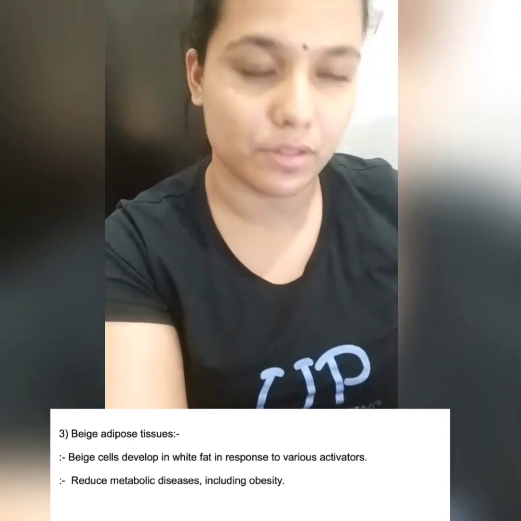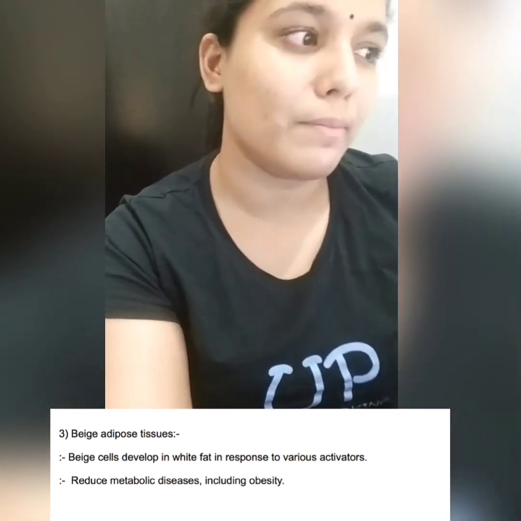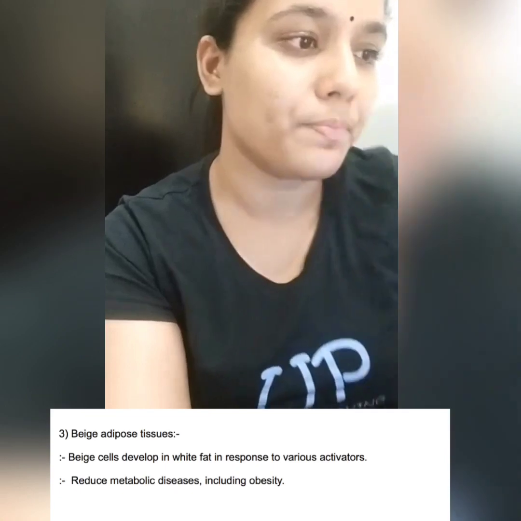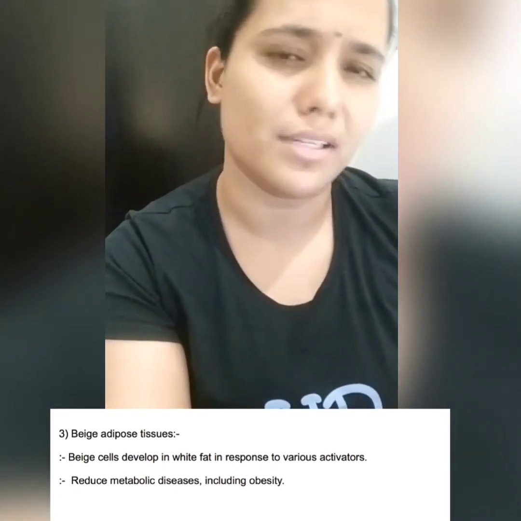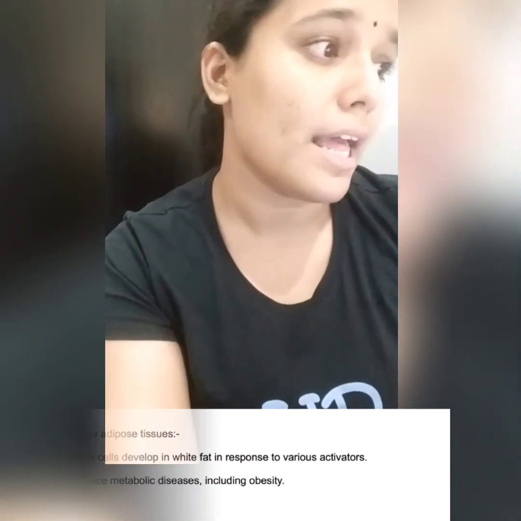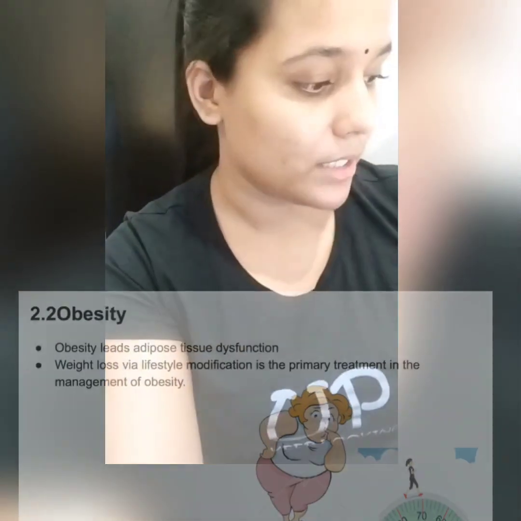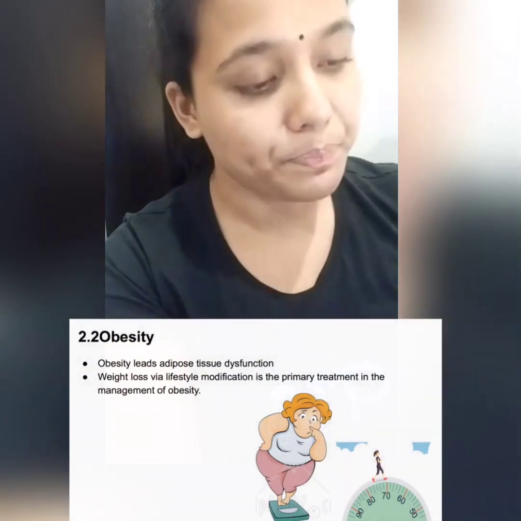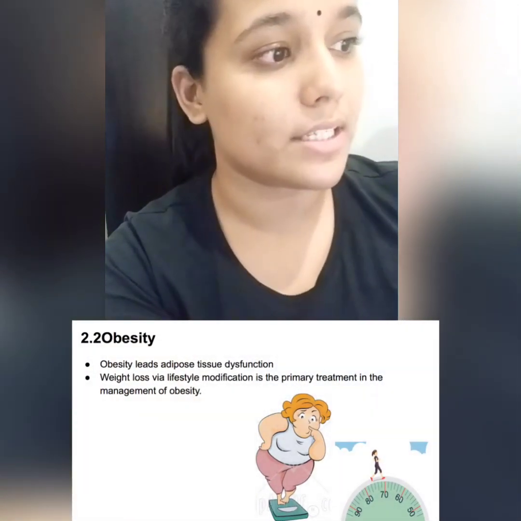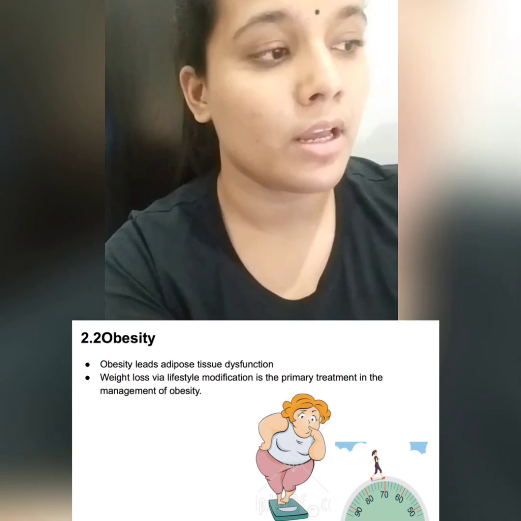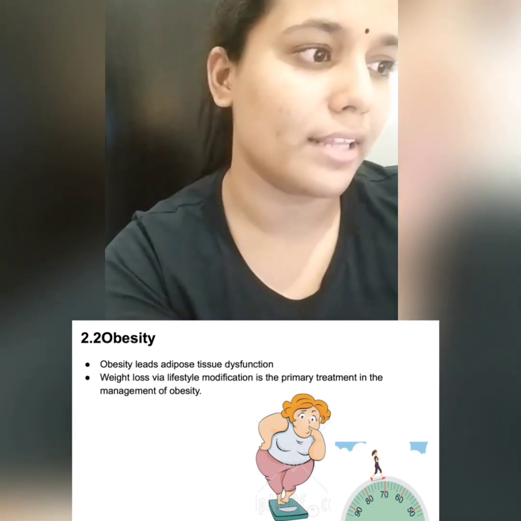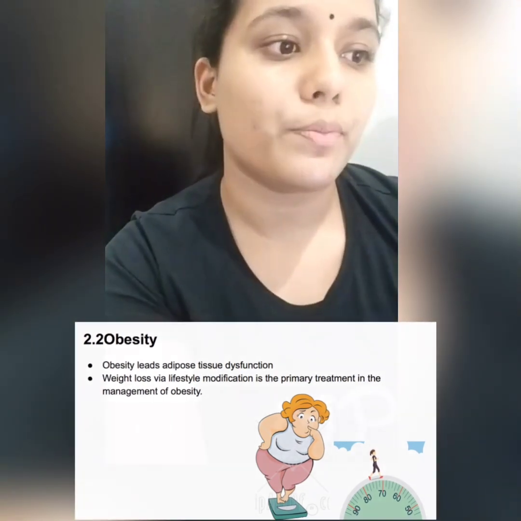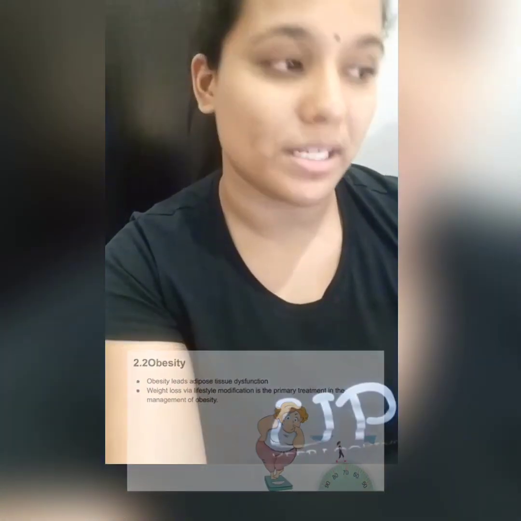And then we go to number 3, which is beige adipose tissue. Beige adipose tissue consists of beige-like cells that develop within white fat in response to various activators and reduce metabolic disease, including obesity. And then we go to 2.2, obesity, which is obesity that leads to adipose tissue dysfunction. Weight loss via lifestyle modification is the primary treatment in the management of obesity.